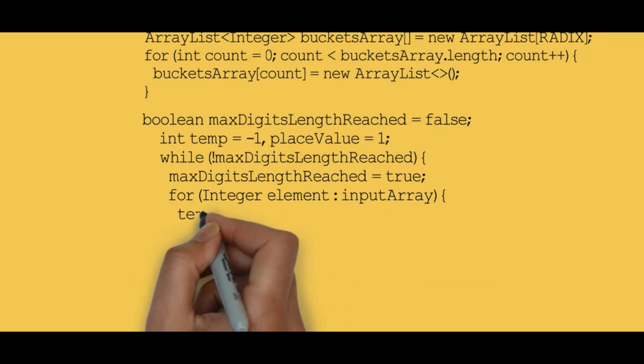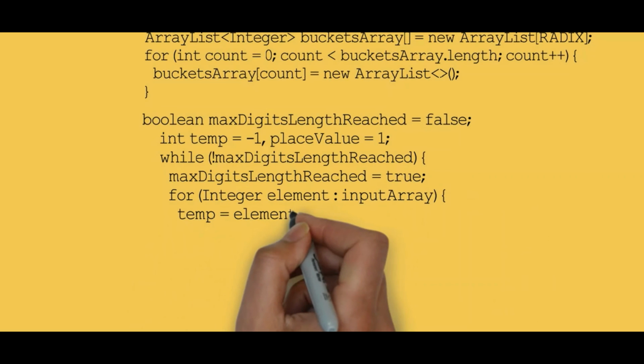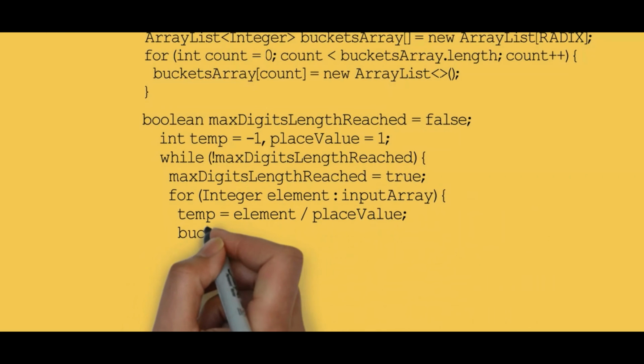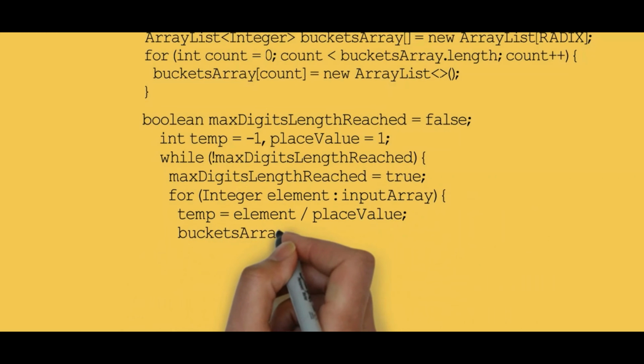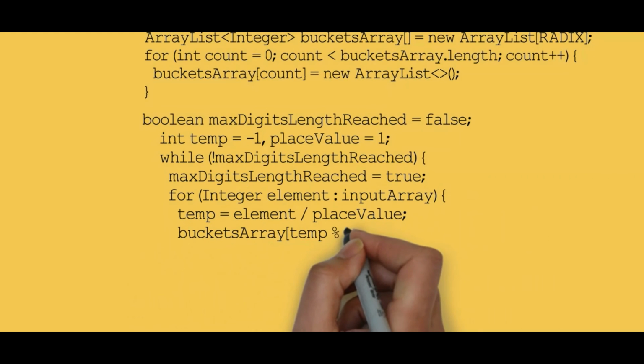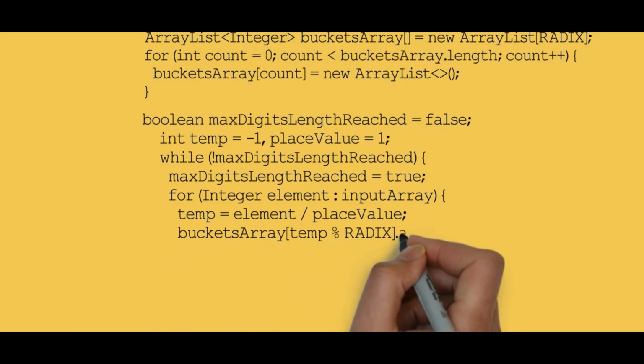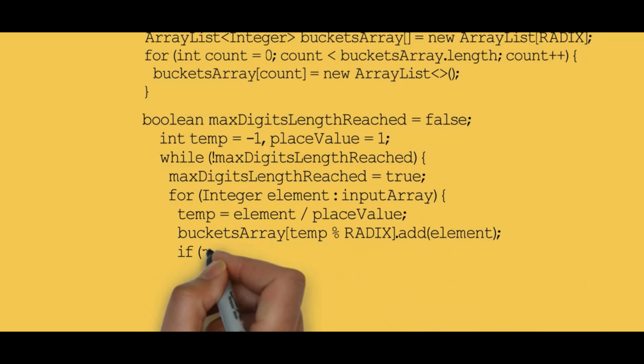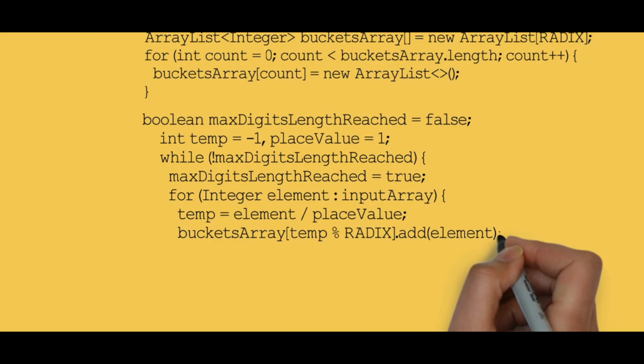So next we are going to see the logic of how we pick up the individual place value digit. So temp is equal to element by place value. Say the element is 287. So place value currently is 1 as we set above. And buckets array of temp percentage radix. Temp as we saw is 287 modulo radix which is 10. So our remainder is 7. So 287 goes into buckets array number 7 which is correct.